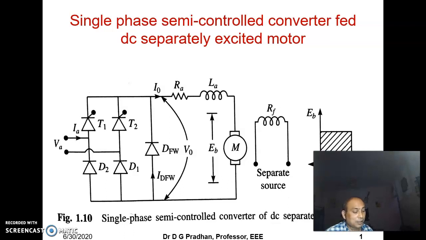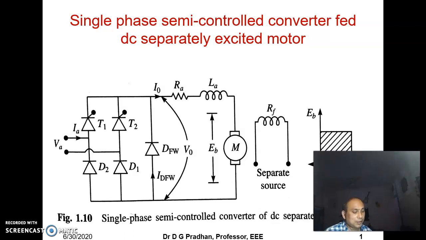Therefore they are widely used in industrial applications such as steel rolling mills, paper mills, traction systems, and so on. So this control converter DC drives can be categorized in two ways depending upon the supply systems, that is single phase and three phase systems.